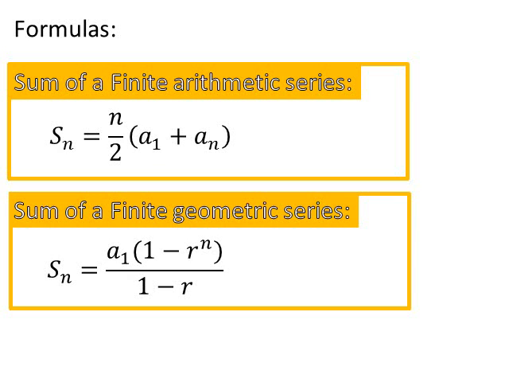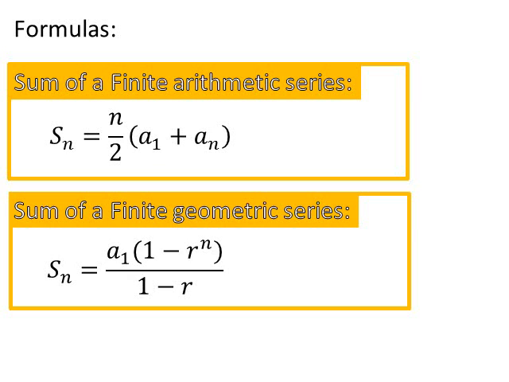So the sum of n terms, so that's what the n means, equals n over 2, where n is the number of terms, so the number of terms divided by 2, and then in parentheses you have a1, which is the value for the first term in the sequence, plus an, which is the value for the last term in the sequence. If you do that formula, it'll give you the actual sum of all the numbers in the series. It's just like a shortcut.